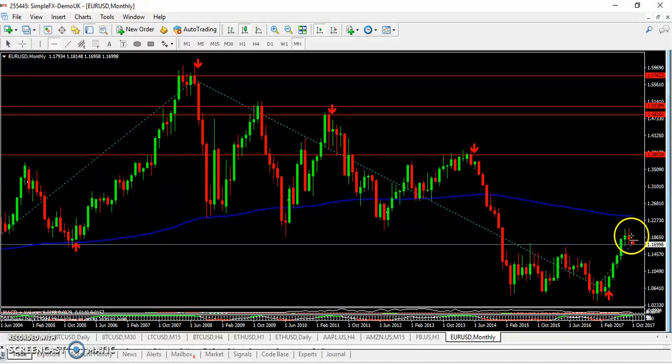But mainly you want to focus more on the area that you're trading in. So more onto this side at the moment.